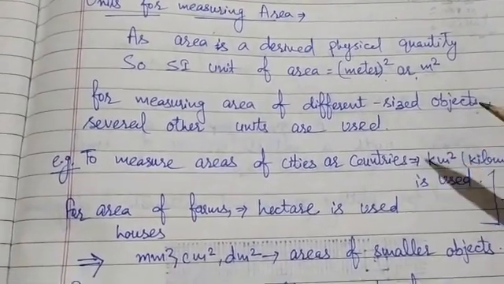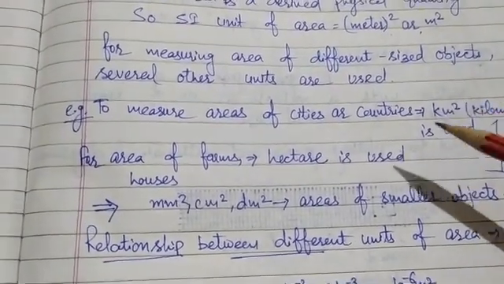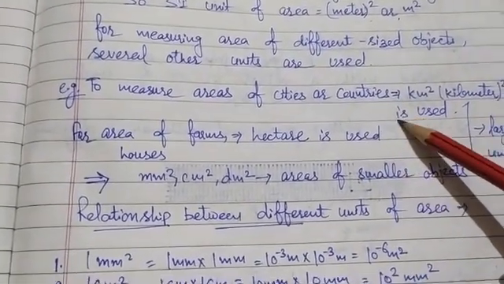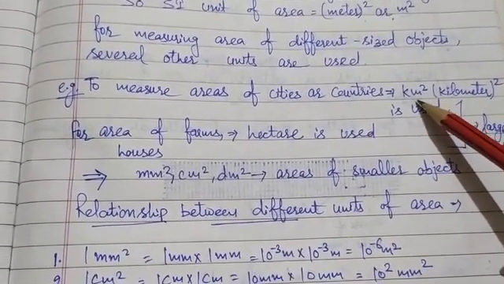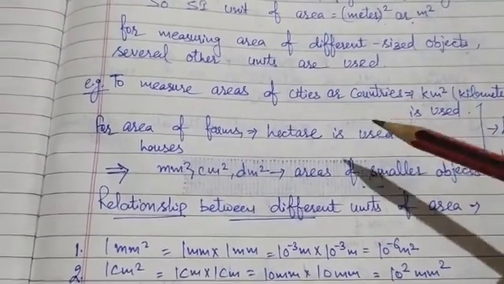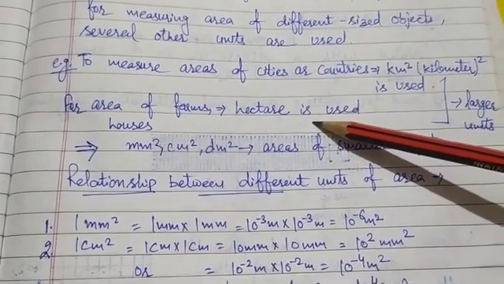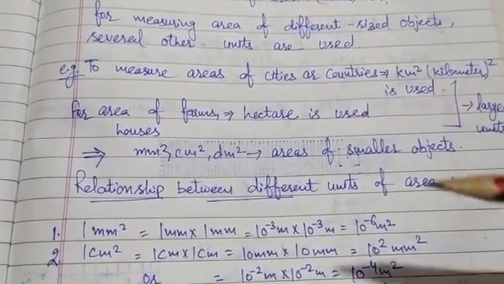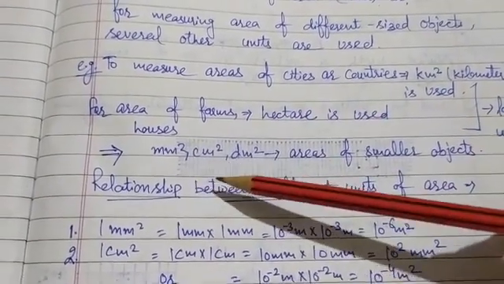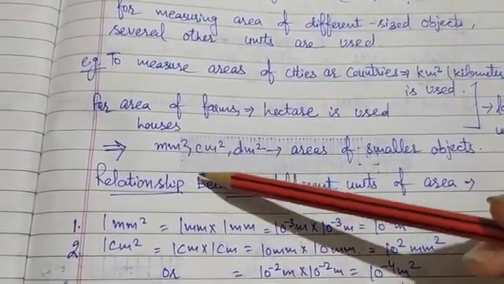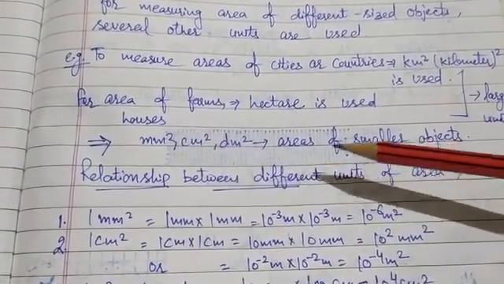Now, for measuring the area of different sized objects, different units are used. For example, if we want to measure the area of a city or a country, then we use a bigger unit, that is kilometer square, written as km² in symbolic form. If we want to measure the area of farms or fields, then we use hectares. This is also a larger unit. And to measure the area of smaller objects like an eraser or other small objects, we use millimeter square, centimeter square and decimeter square. These are the smaller units of area.